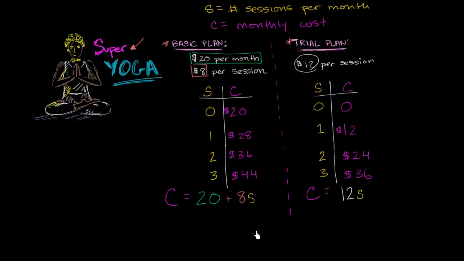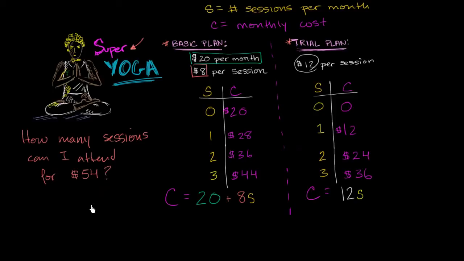But we could also answer more interesting questions with these equations. For example, how many sessions can I attend in a month for, oh, I don't know, let's throw out something, $54? Let's say that's just my budget. When I look at my salary and how much money I have budgeted to health and fitness, this is what I can afford. And so based on that, I want to ask, how many sessions can I attend in each of these situations? So first, let's think about it for the trial plan. How many sessions can I attend for $54?